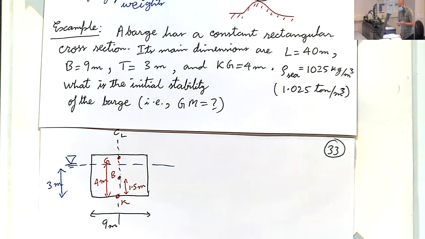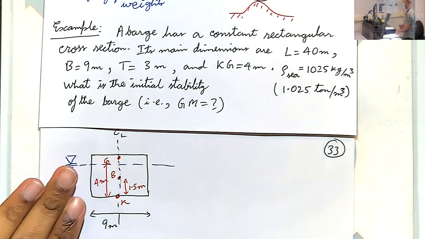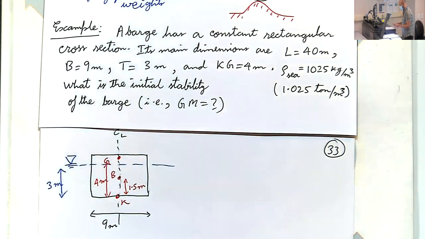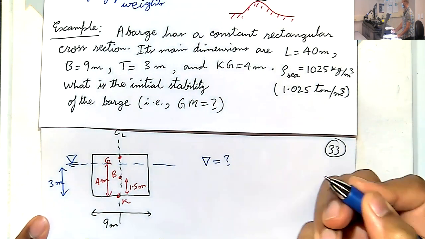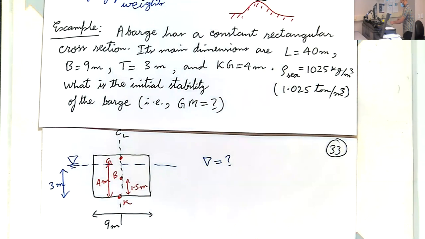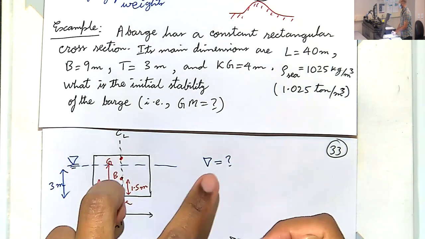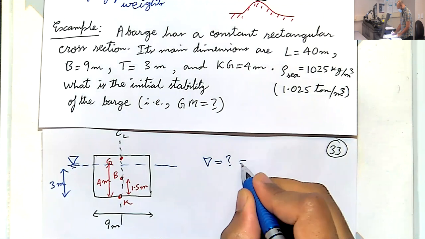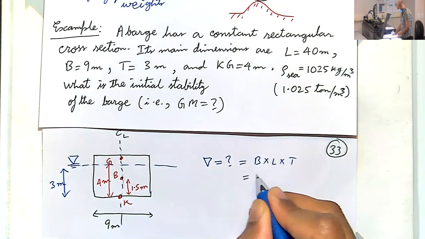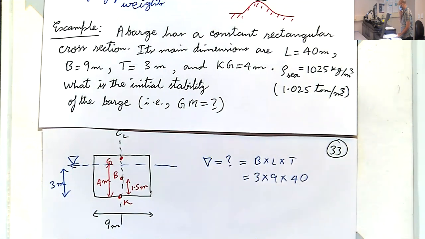All right, was there a question? All right, whenever doing these calculations, we have to compute a few things over and over. We have to compute what the NABLA is, we have to compute what the delta is. So what is NABLA? Yeah, so the submerged volume for our rectangular cross section is just area times the total length out of the plane. So this is B times L times T. 3 times 9 times 40, that's it. Meter cubed. All right, so that's the submerged volume.